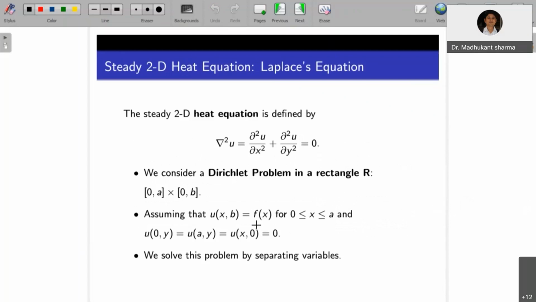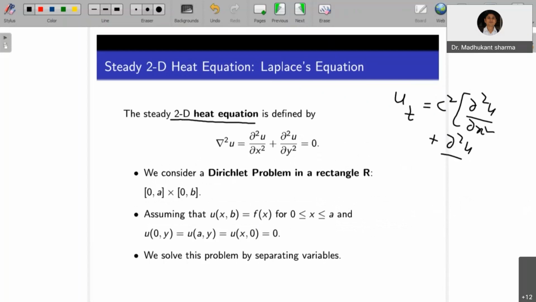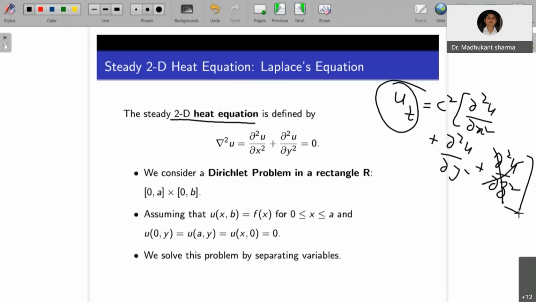I'm going to give you an exercise now. You can note it down. Study the two-dimensional heat equation. The original heat equation was u_t equals c square times (del square u by del x square plus del square u by del y square plus del square u by del z square). This is the three-dimensional heat equation. Now you consider steady, which means del u by del t is 0. And two-dimensional means this term is not involved.